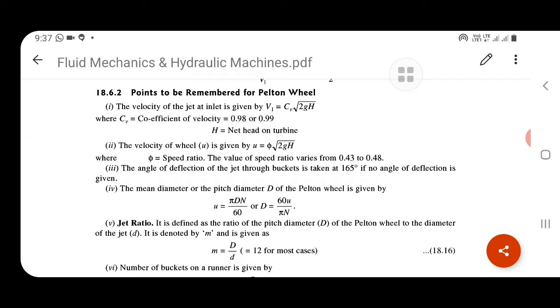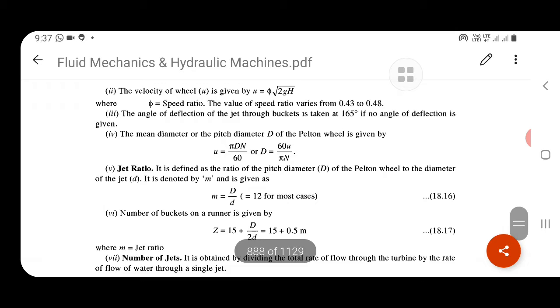So next is the jet ratio. Jet ratio is defined as the pitch circle diameter of the Pelton wheel to the diameter of the jet. It is denoted by m, m is equal to D upon d. So let's write down this Pelton jet ratio. It is defined as pitch circle diameter to the diameter of jet.